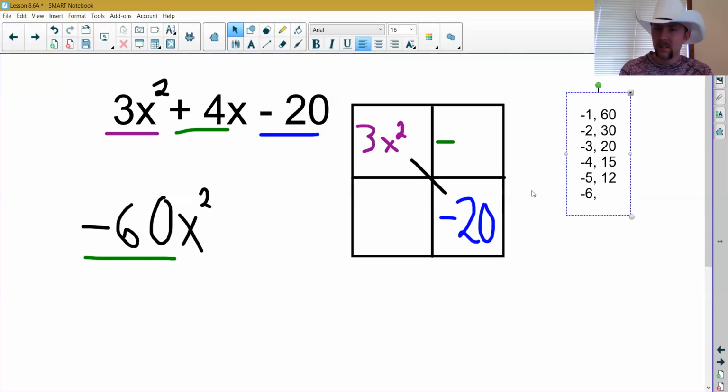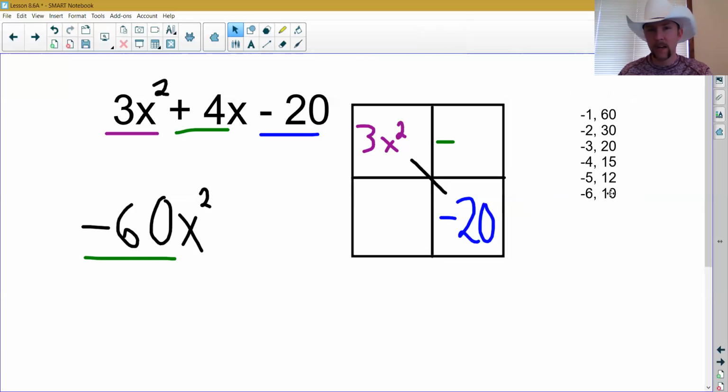Negative 6 can be multiplied by 10. Negative 6 times 10 would be negative 60. Do those add up to 4? Negative 6 plus 10. Yeah, they do add up to 4. So there's my two numbers. I found them. It's a negative 6 and a positive 10.